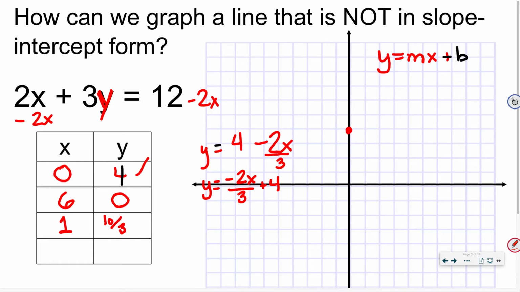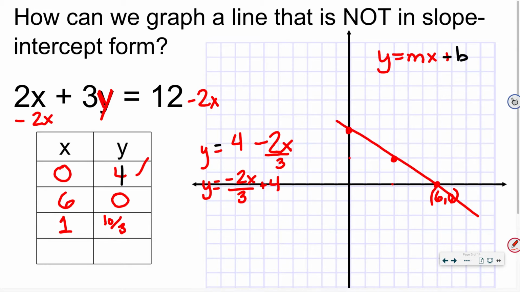And then what's the slope? How can I use the slope to get another point? So how do I move? Down 2 and over 3. And look at this. If I go down 2 and over another 3, I'm actually at (6, 0), which was another point I identified earlier as a point on my graph.